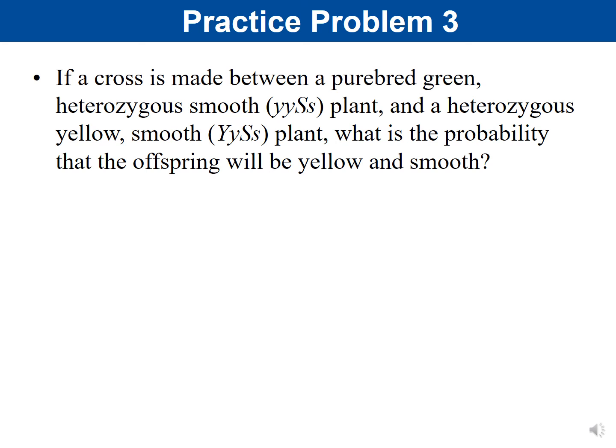So here is another practice problem. The practice problem says a cross is made between a purebred green heterozygous smooth plant and a heterozygous yellow smooth plant. What is the probability that the offspring will be yellow and smooth?